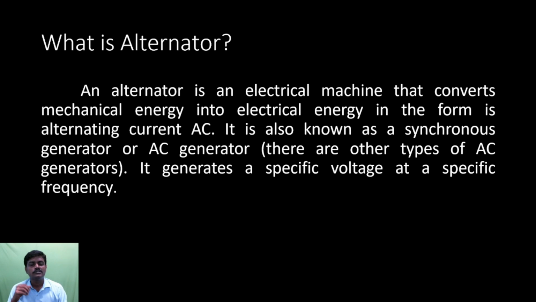Okay, so what is an alternator? That is the main question. An alternator is an electrical machine that converts mechanical energy into electrical energy in the form of alternating current (AC). That is the main thing. It is also known as the synchronous generator or AC generator. There are other types of AC generators, which we will discuss in subsequent classes, and it generates a specific voltage at a specific frequency.